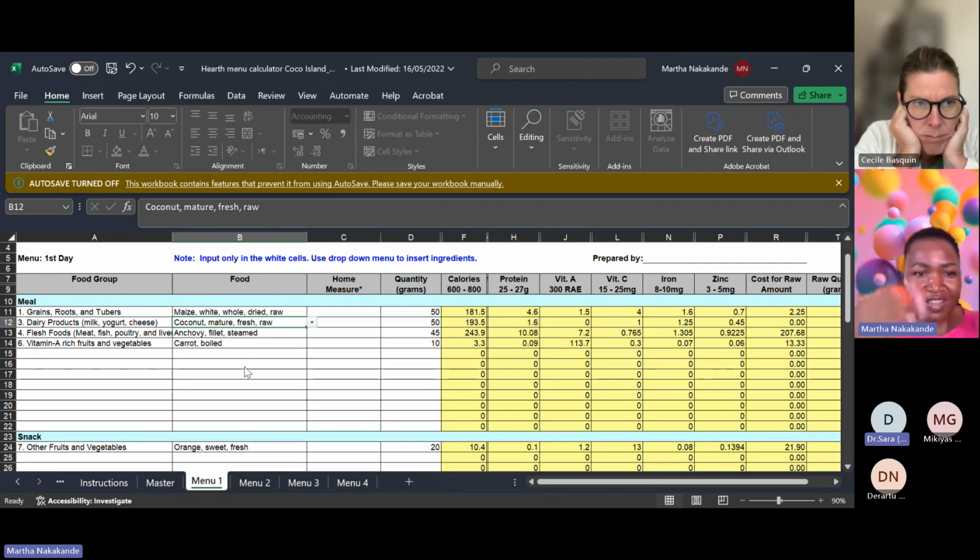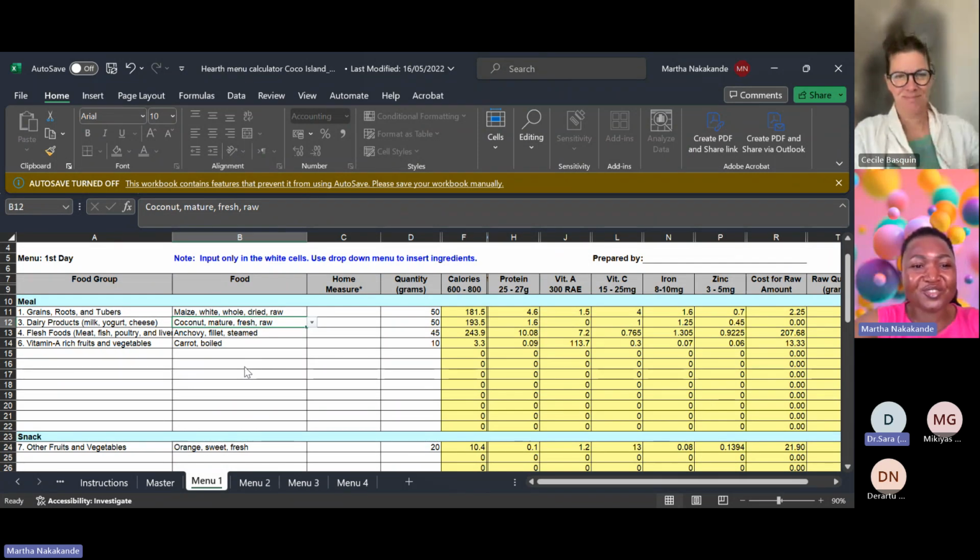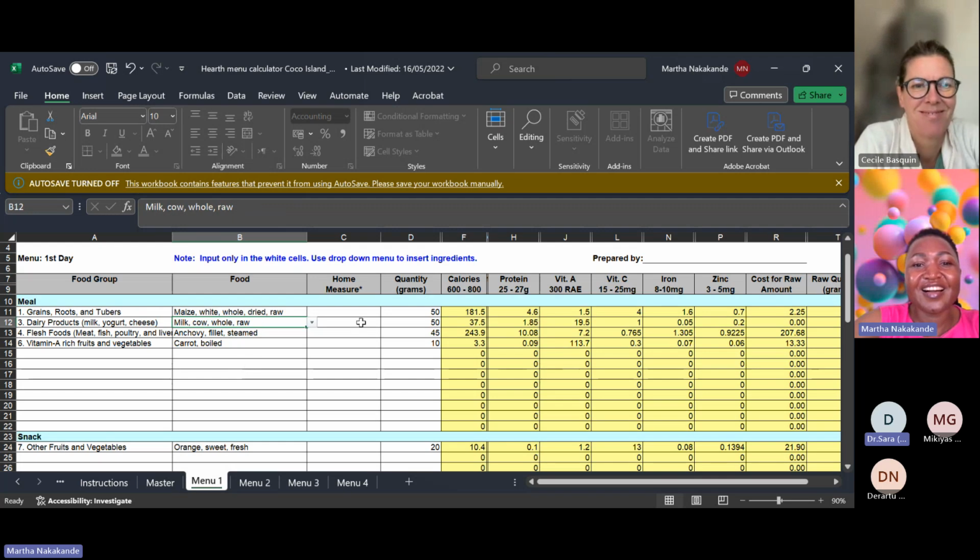Yes, cow's milk, raw. I'm with you. I'm just sliding fast.